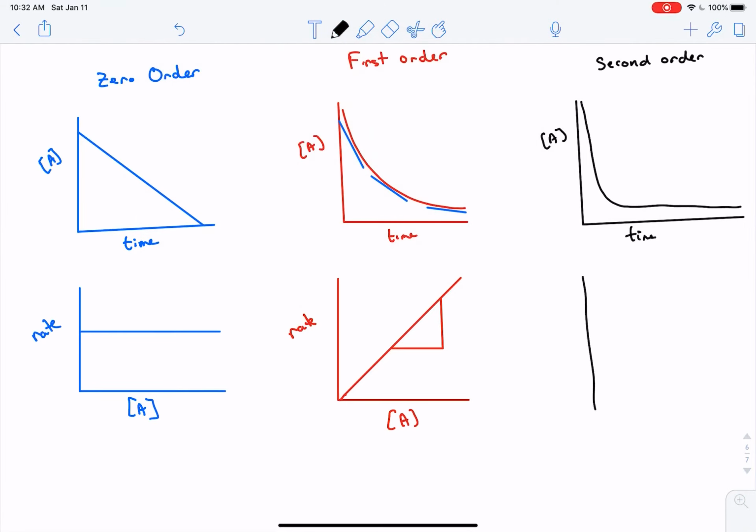In a second order, it turns out that when I double the concentration, the rate quadruples. Okay? So therefore, anytime I do something to concentration, the impact on the rate is actually the square of that change. So if I double concentration, I will quadruple the rate of reaction. Or if I triple the concentration change, I will 9 times the rate of reaction.